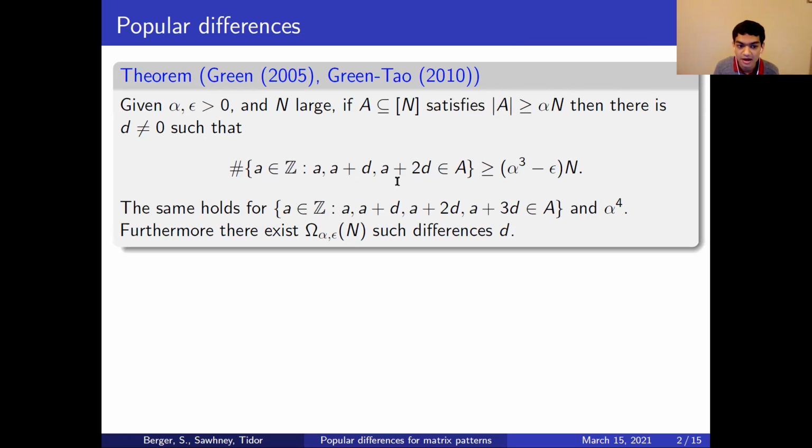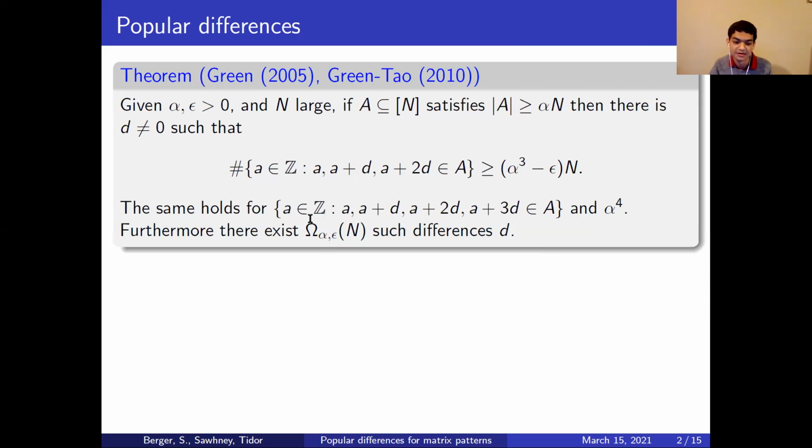which is a result of Green for 3-APs and a result of Green and Tao for 4-APs. What you can guarantee is that, given a dense set of density alpha, there is some difference d not equal to 0 such that the number of 3-APs with difference d in your set is at least around alpha cubed times n. So this matches what you'd expect from a random or maybe quasi-random set.